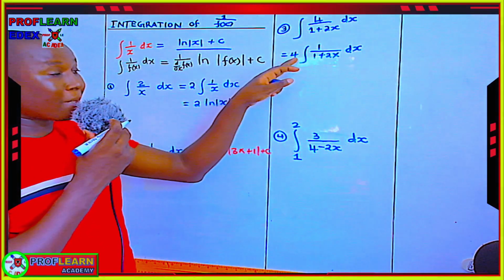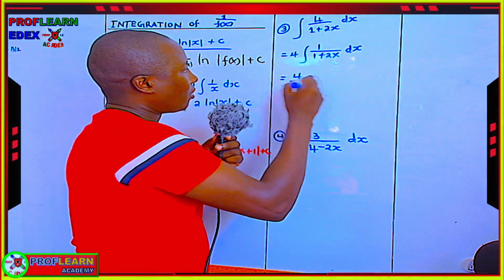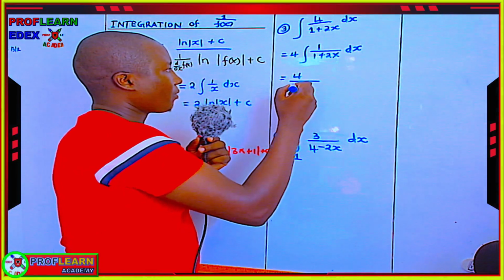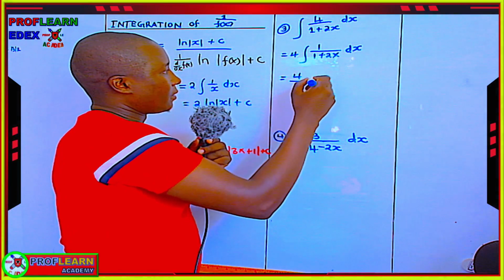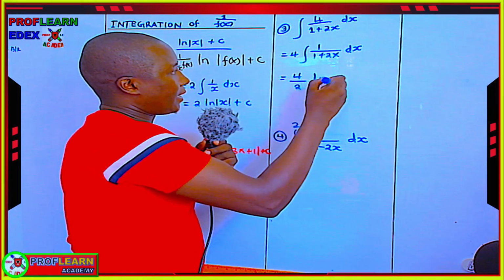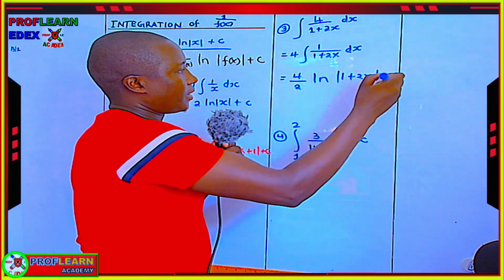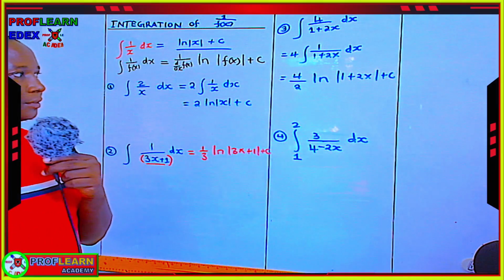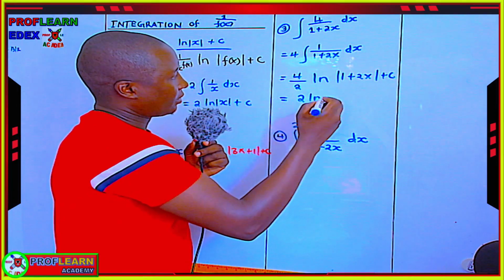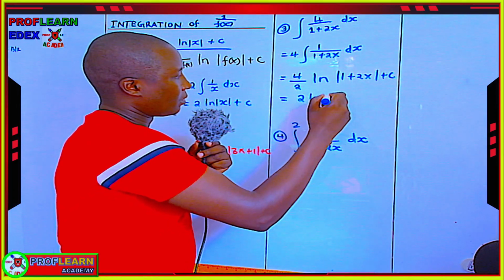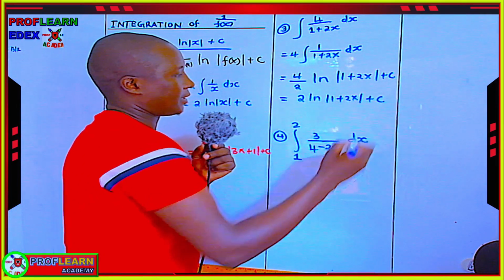We divide it by 4 here, and this is going to be equal to 4 over... differentiating this, we are going to get 2, then ln of 1 plus 2x plus c, which is going to simplify to 2 ln of 1 plus 2x plus c.